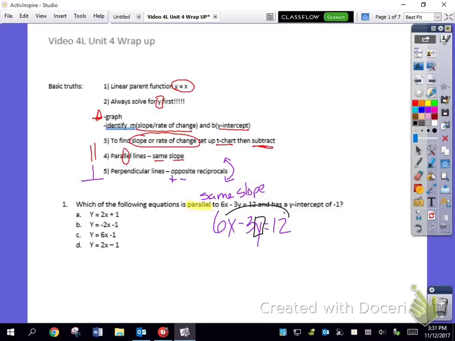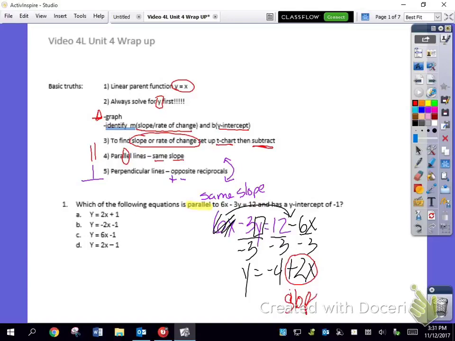So move 6x to the other side, negative 6x, and you have to divide by negative 3. So divide everything by negative 3. So y equals negative 4 plus 2x. Now, my slope is positive 2. So look at your choices. That takes out b, and that takes out c.